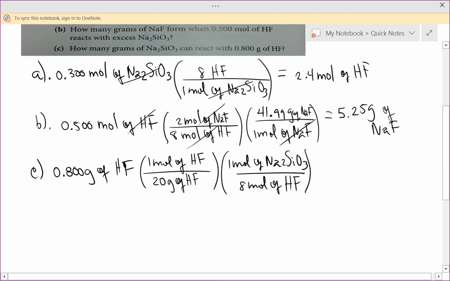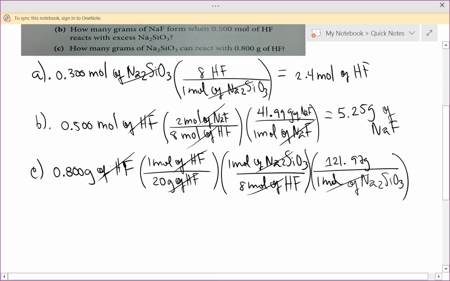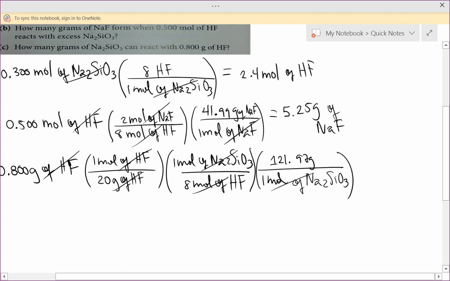So per 1 mole of Na2SiO3, we have 121.97 grams. So we cancel the units out, and we get that this is equal to 0.1695 grams of sodium silicon O3.